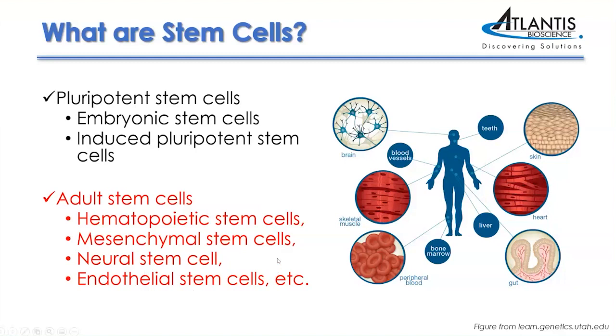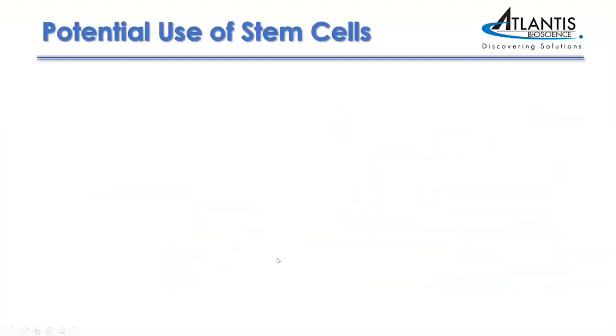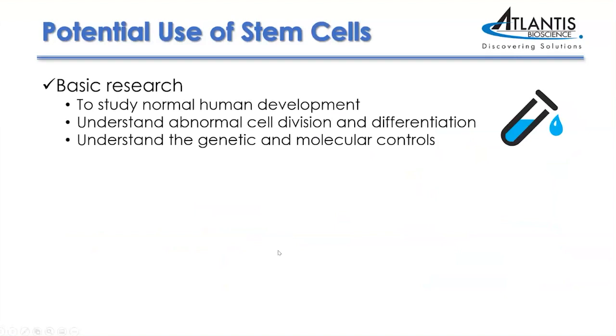There are many potential uses for human stem cells. They are extensively used in basic research for the study of normal human development, so that we are able to better understand abnormal cell division and differentiation, such as in cancer and birth defects. We are also able to understand the genetic and molecular controls of these processes, so that we are able to develop new strategies for therapy.